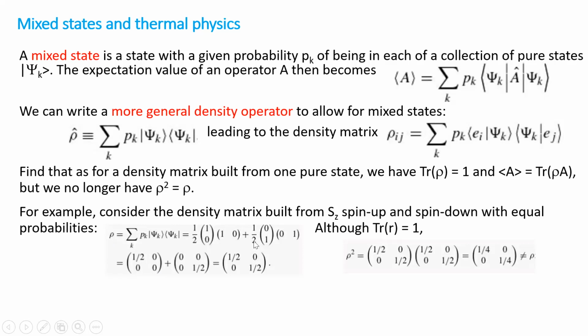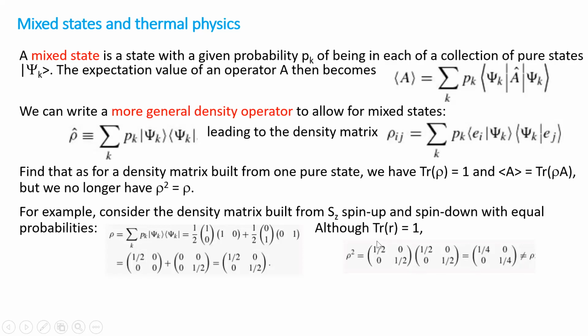Then we look at the spin down state as part of the mixed state. That has probability a half. Spin down is (0, 1), bra (0, 1). Multiply that out, we get 0, 0, 0, 1/2. And we get our final state, which is 1/2, 1/2 on the diagonal, zeros elsewhere. Okay, so the trace of that density matrix is 1, because the sum of the diagonals is 1. So that property still holds. However, if we look at rho squared, that would be 1/4, 1/4 on the diagonal, which is not equal to rho.